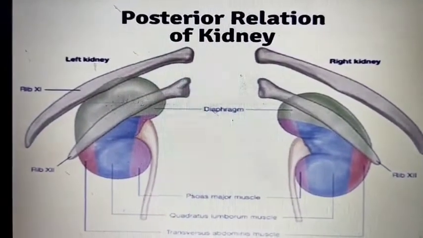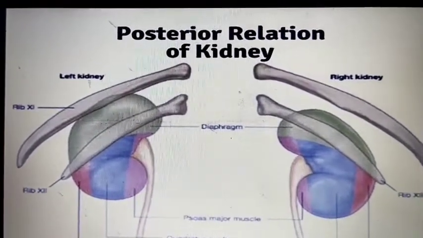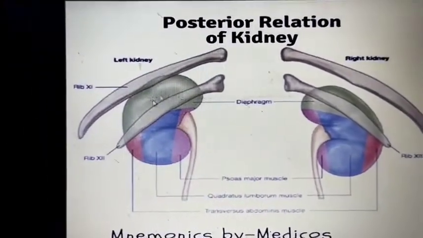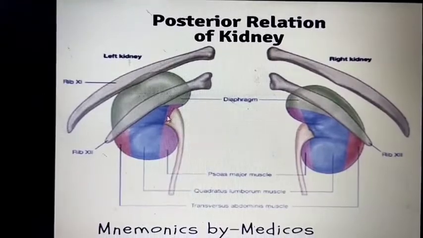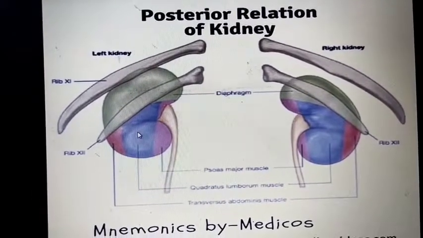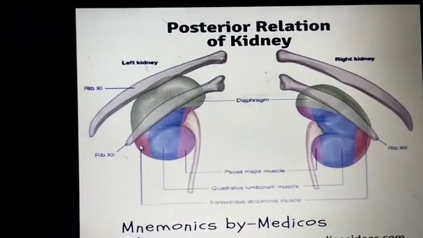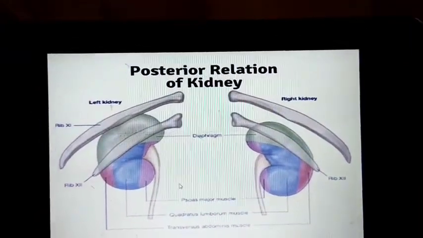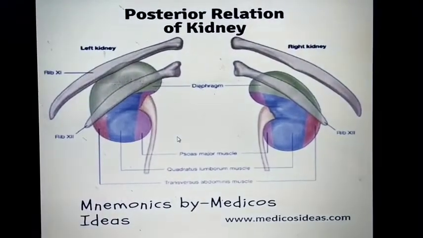You can see here the posterior relationship of a kidney. This is the diaphragm impression. This is the psoas major muscle impression. This is the quadratus lumborum muscle, and this is the transversus abdominis muscle impression. This is the posterior relationship of a kidney. You can go for the next slide.